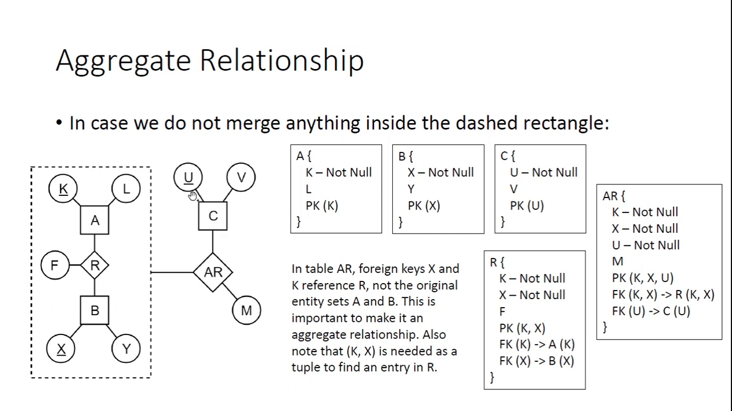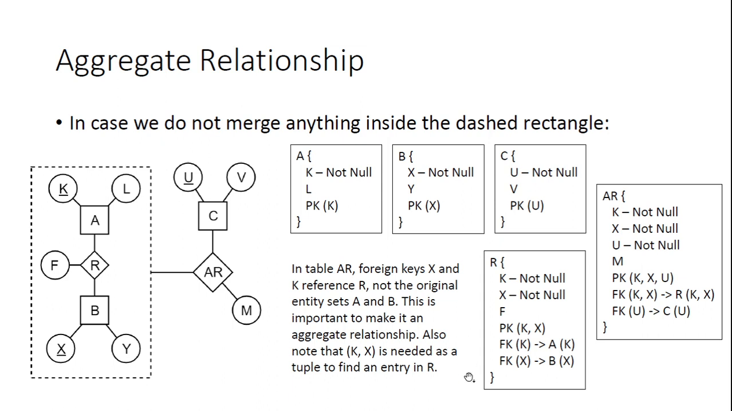And for C, this is just another table, right? The primary key is U for this table. For the aggregate relationship, this time we need to store a foreign key that is going to find an entry in table C. And for that, we need the primary key U, right? So in this aggregate relationship, U is a foreign key. U refers to an entry in table C through the attribute U. And we also need some other foreign key for table AR. That foreign key is going to be used for finding a unique row inside table R.